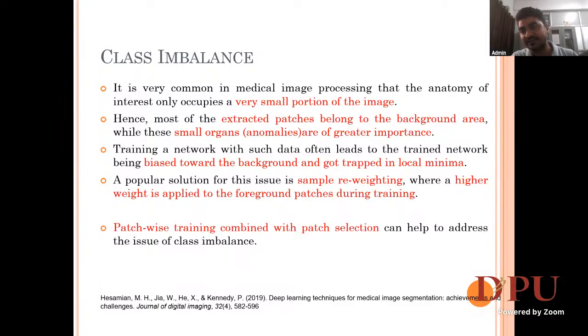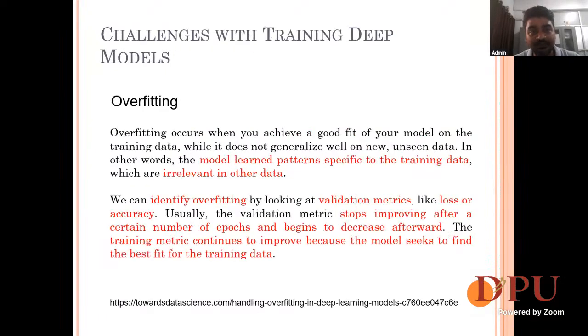So sparse annotation, the class imbalance problem and patch-based training are almost similar. They tell you that this much of data you can include and this data you should not include, to get faster and more accurate results. So that is a way. These are a few of the things.